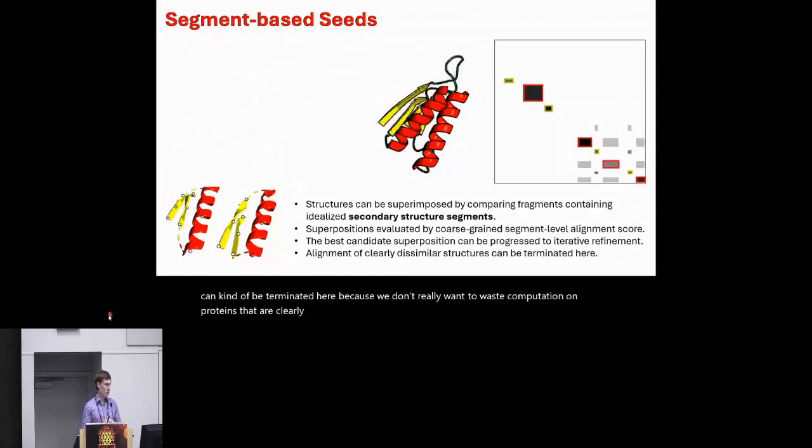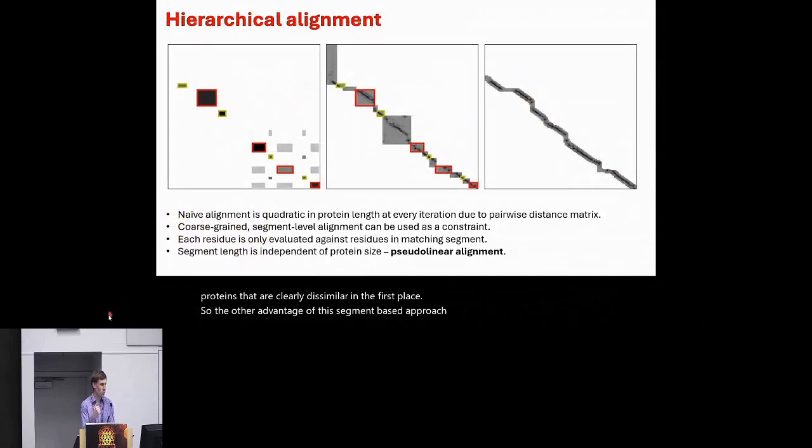The other advantage of this segment-based approach is that we can use this initial segment-level alignment to constrain our downstream all-residue alignment. In the naive approach, we have to compute an all-by-all pairwise distance matrix, which scales quadratically with the length of the proteins. In the segment-constrained approach, each residue from protein 1 only needs to be compared with residues from the matching segment in protein 2. And since the typical segment length should be roughly independent of the size of the protein, this reduces the complexity to be pseudo-linear in the length of the protein.